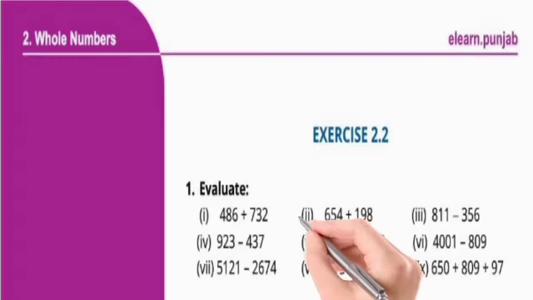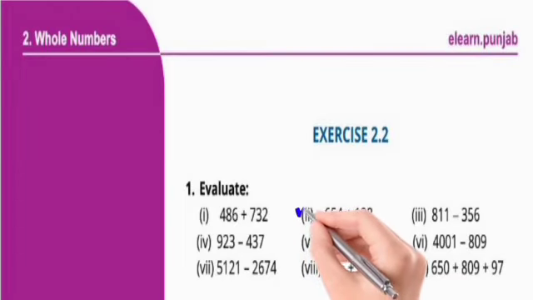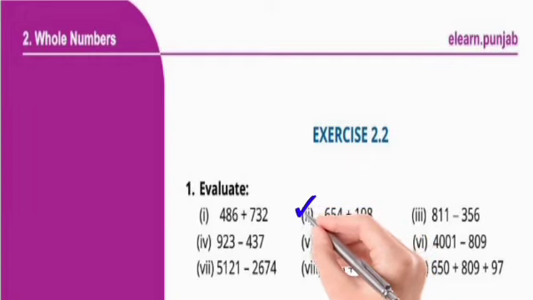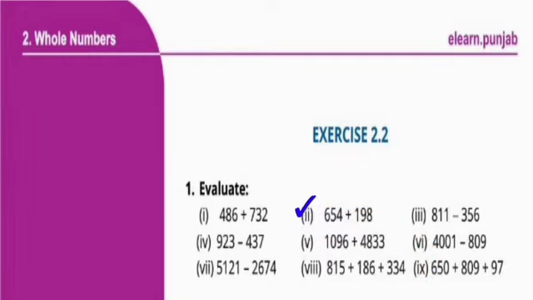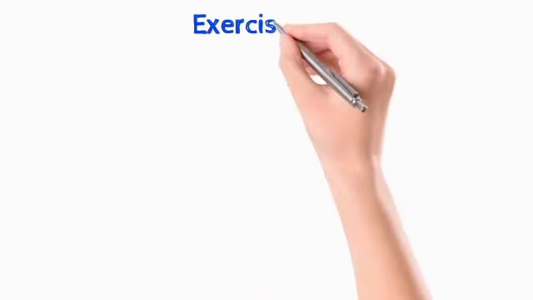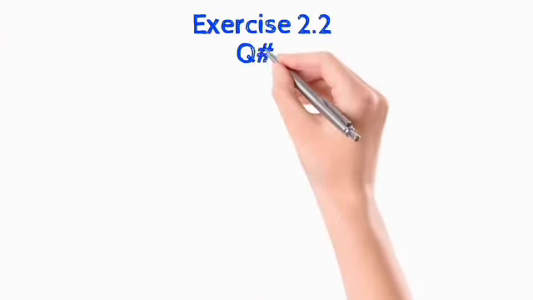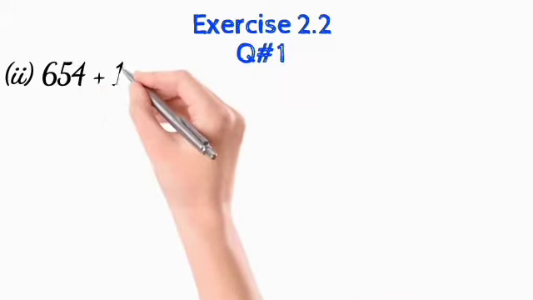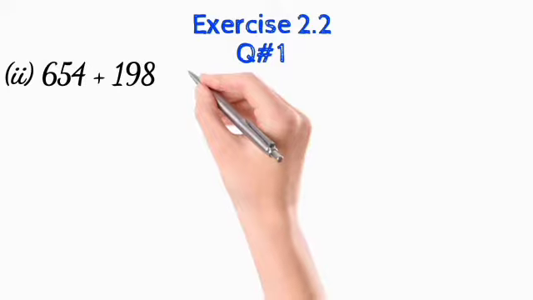Look at exercise 2.2. Question number 1, evaluate. There are 9 parts. Here we have to perform two operations, addition and subtraction. We solve part 2 for more practice of addition. Exercise 2.2, question 1. Second part is 654 plus 198.